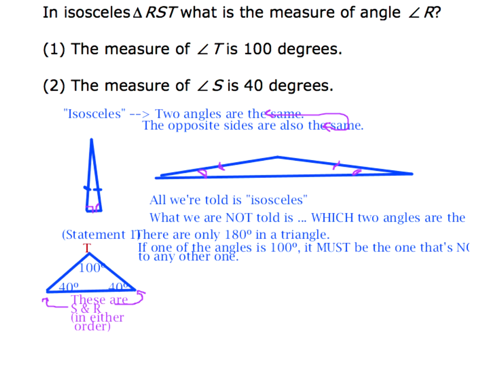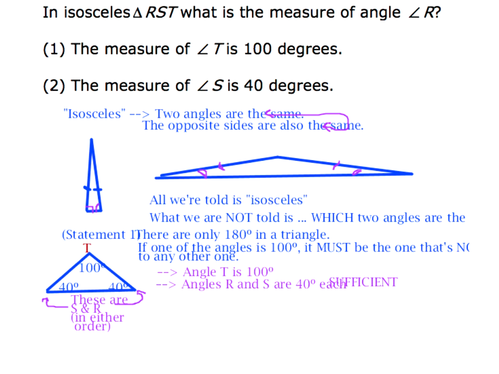So in this case, we know that angle T is 100, and so we know that angles S and R are 40 degrees apiece. So the letters definitely matter. Angles R and S are 40 degrees each. So this is sufficient because you have the value of angle R. Okay.